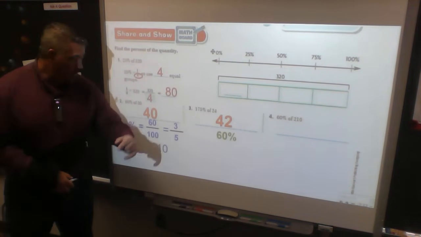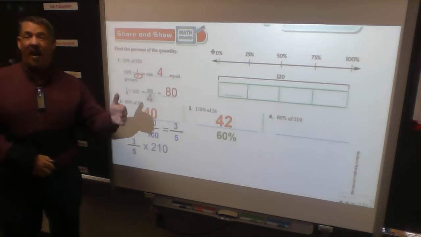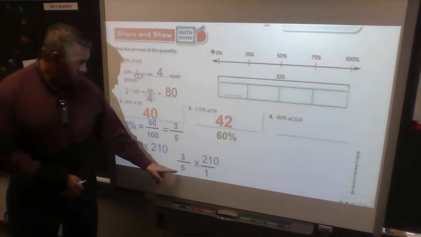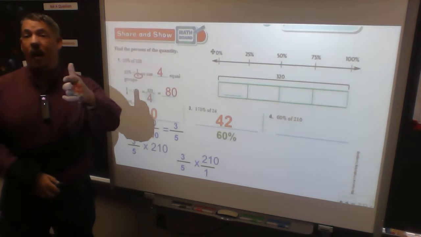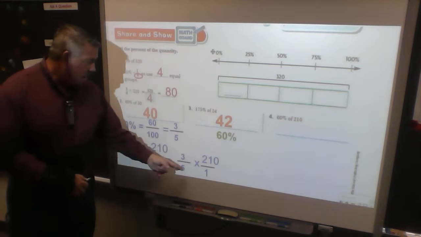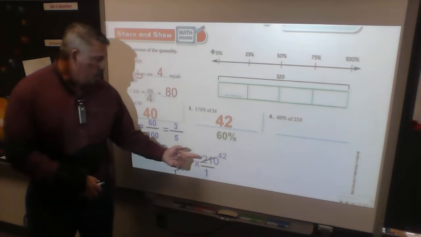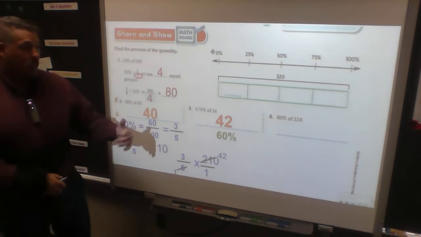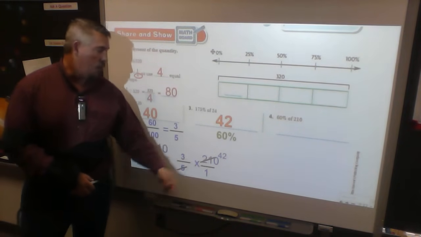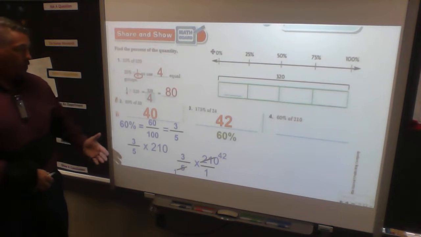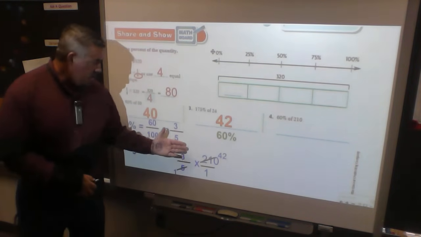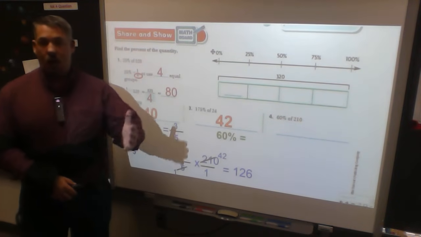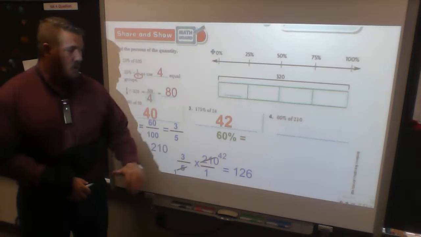Now that 210 can't be left alone. Has to go over 1 in order to be able to multiply correctly. And then I notice it ends with a 5 and a 0 once again. I can reduce by a 5. So 5 goes into 5 one time. 5 goes into 210, I have no idea unless I use my handy dandy calculator. So I take 210 divided by 5 and I see 42. Now I'm left with multiplying across. So 3 times 42 gives me 126 over 1. It's not a ratio, rate, or unit rate, so it's just 126.